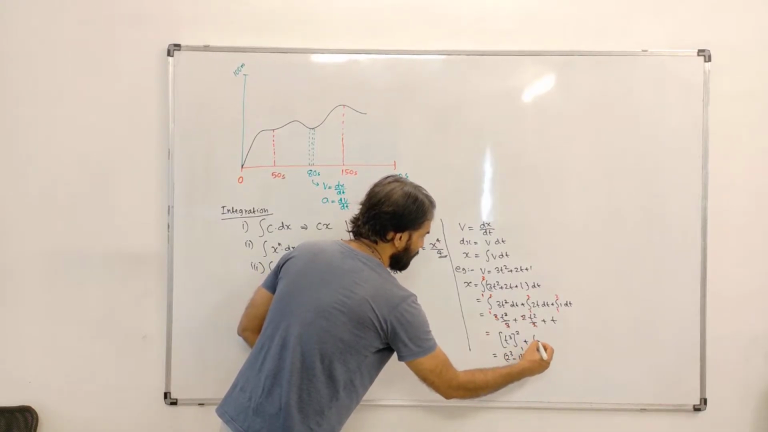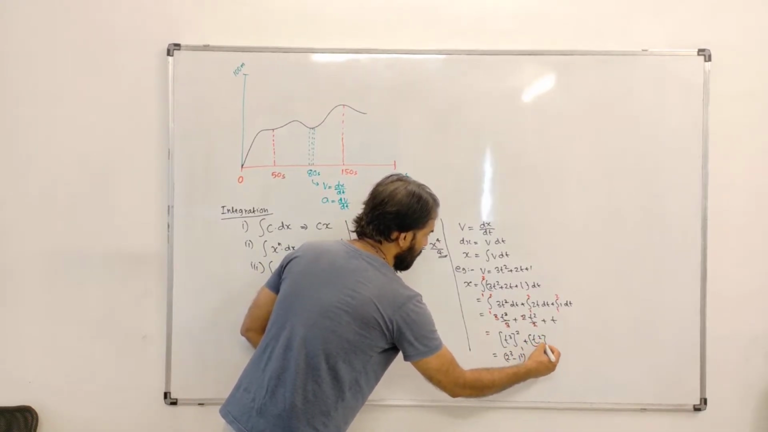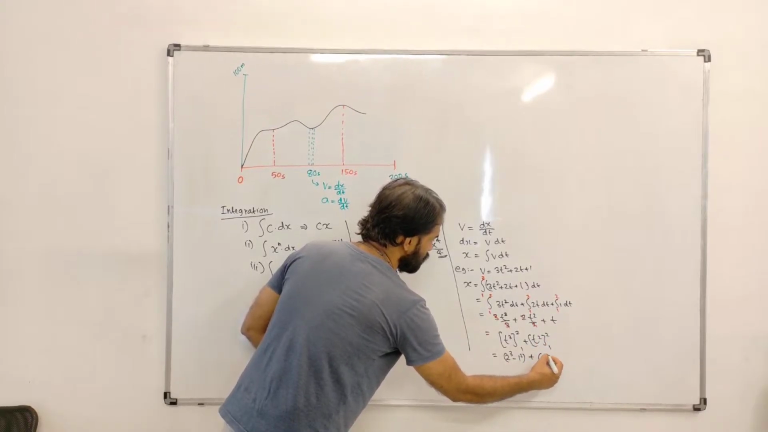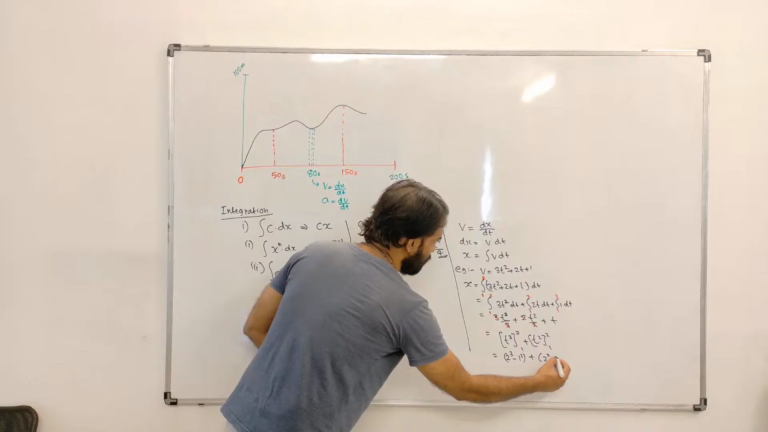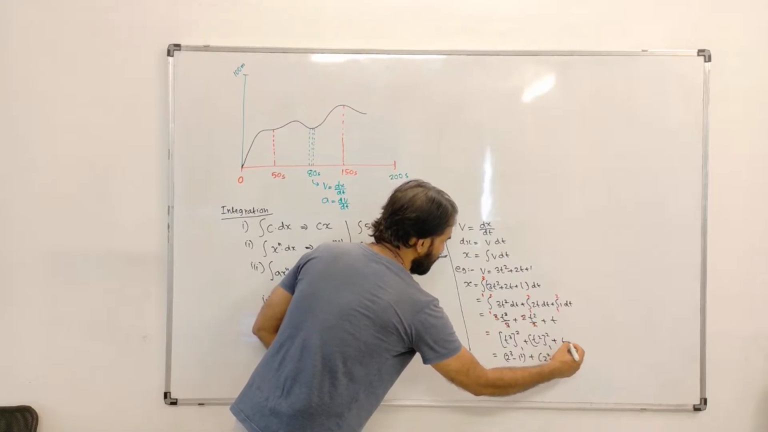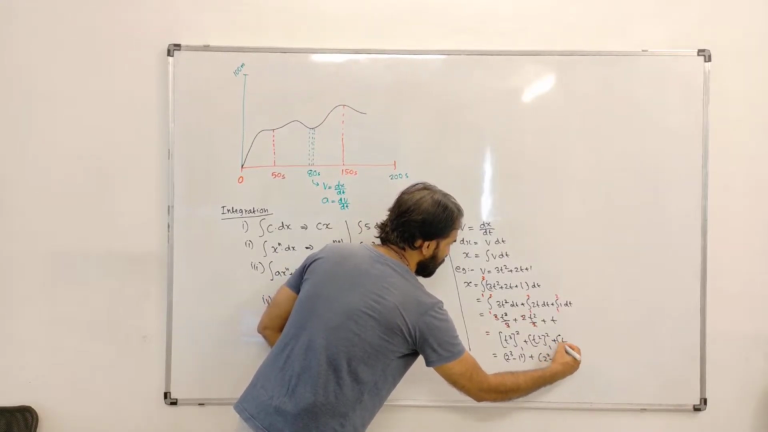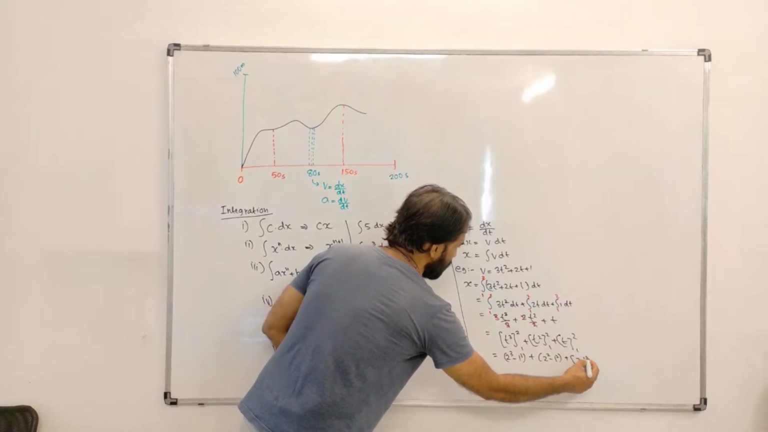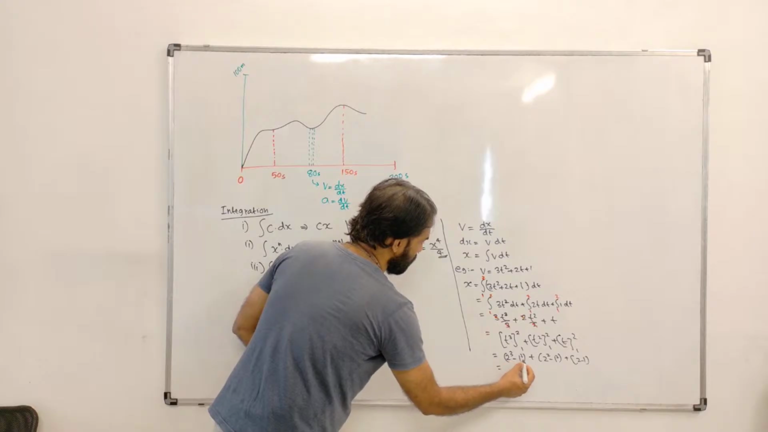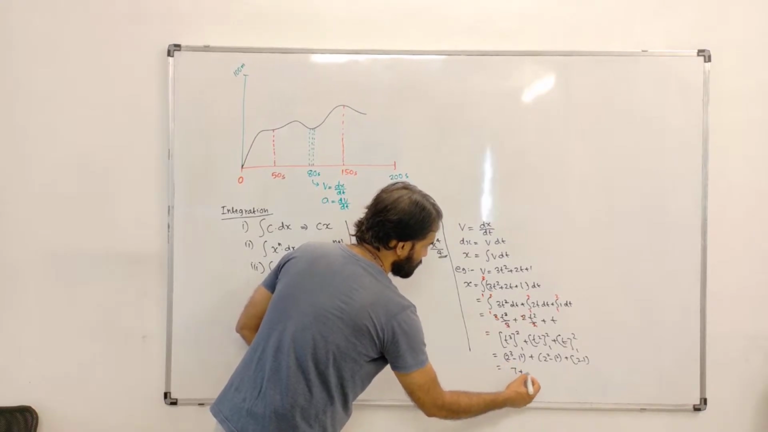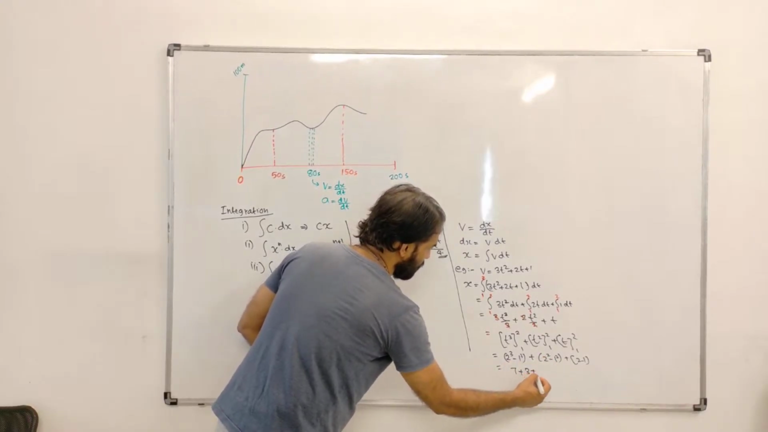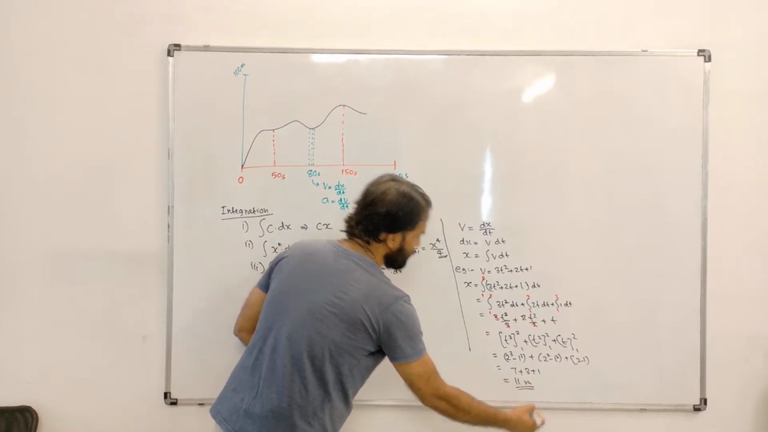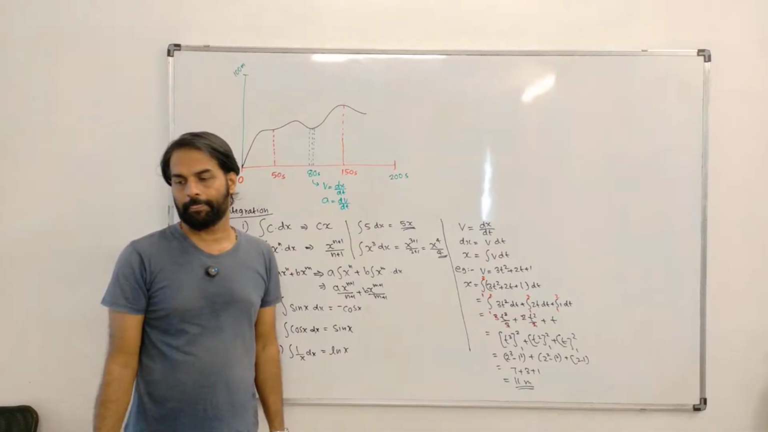Plus you have a t square, its upper limit is 2 and lower limit is 1. So that will be equal to what, 2 raised to 2 minus 1 raised to 2, plus you have a t. So for that also the upper limit is 2 and lower limit 1. So that will be equal to 2 minus 1. So this is 8 minus 1 that is 7, plus 4 minus 1 that is 3, 2 minus 1 that is 1. So we'll be getting that as 11. So the answer to that particular question is 11 meter.